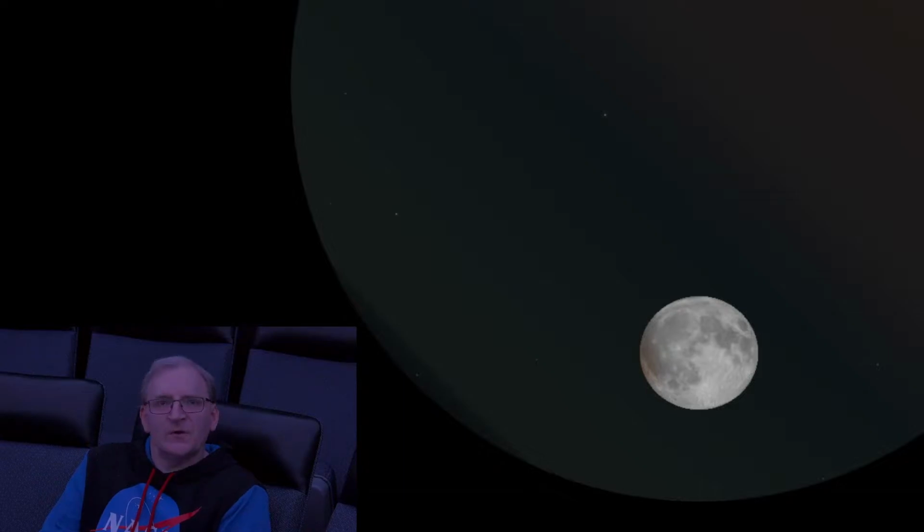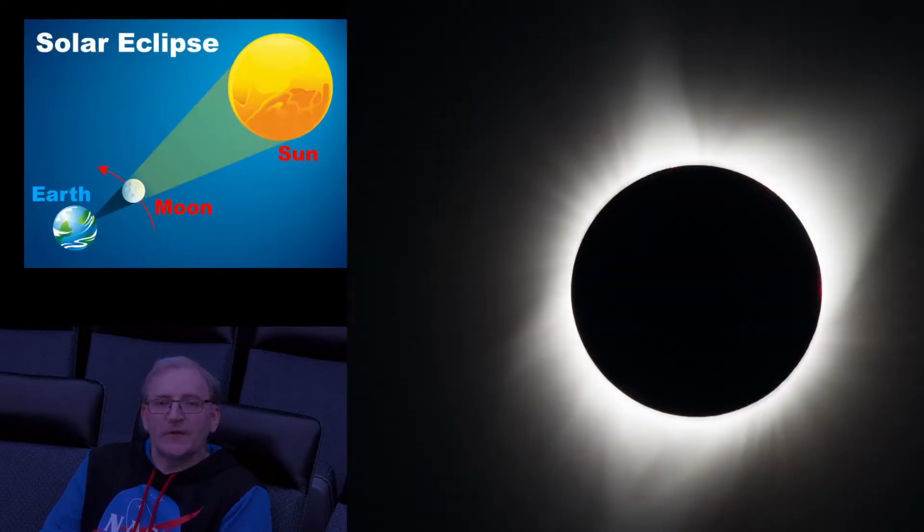Of course, you're familiar with solar eclipses. Solar eclipses occur when the moon goes in between the Earth and the sun, blocking out the sun's light, as you can see here in this total solar eclipse. Both images, the image and the diagram, are from NASA. So that is a solar eclipse.